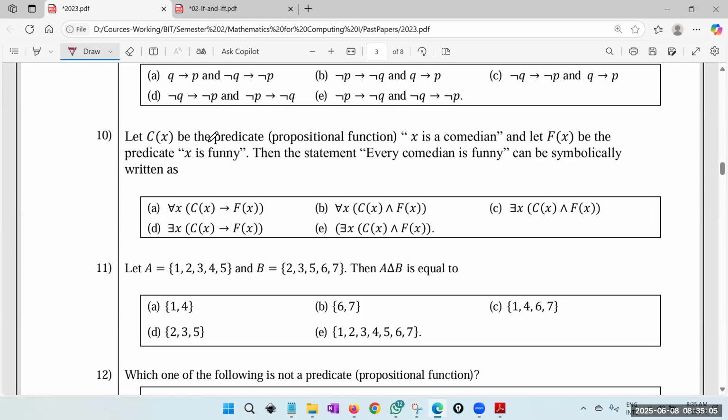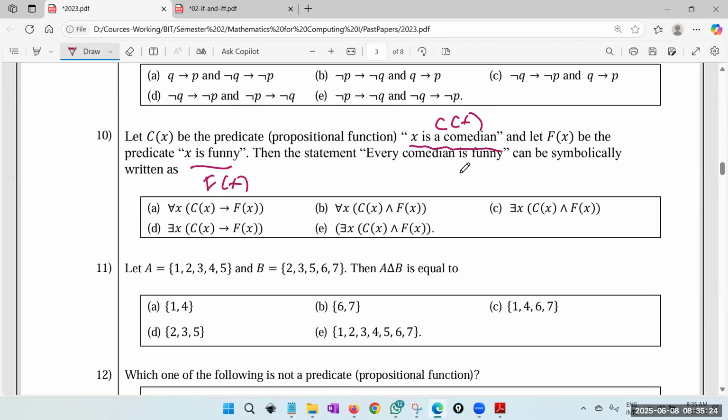Let Cx be the predicate or propositional function: x is a comedian. So that is Cx. And let Fx be the predicate: x is funny. So that is Fx.